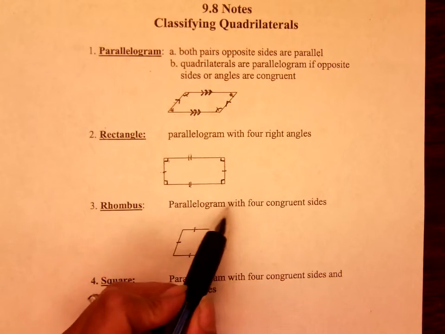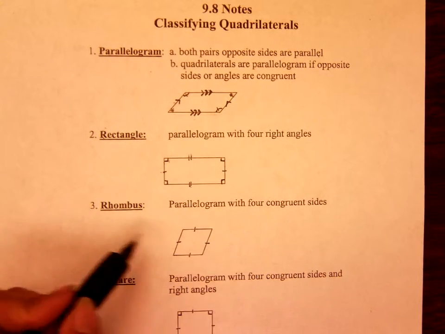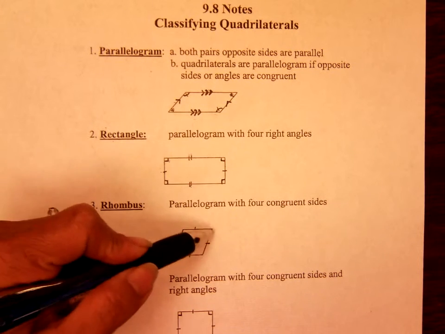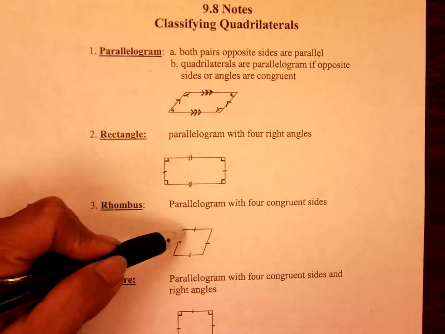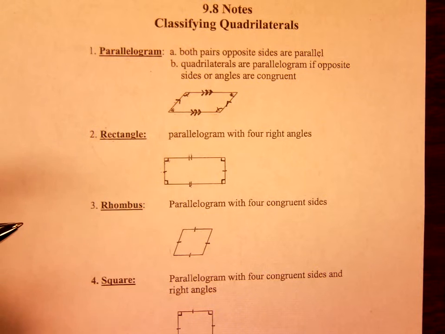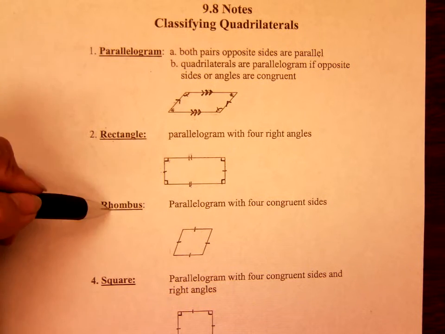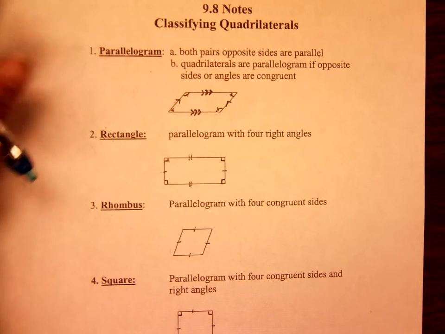A rhombus is a parallelogram with four congruent sides. So if you compare a rhombus and a rectangle, the sides are all equal and the angles are not 90 degrees. So a rhombus is a parallelogram. A rhombus is not a rectangle.